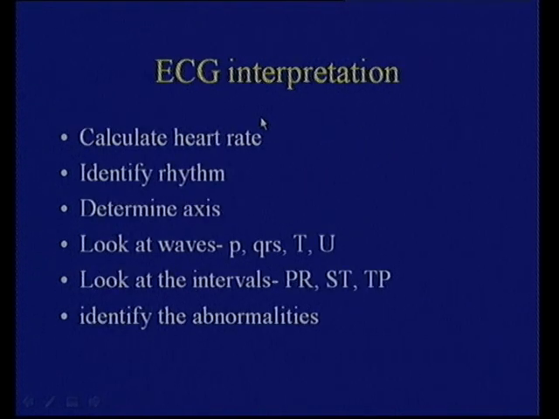Simple things to go by: calculate the heart rate first, then identify the rhythm, determine the axis. After you have done these three things, look at the waves: the P wave, the QRS complex, the T wave, the U wave. Then look at the intervals: the PR interval, the ST interval, the TP interval, and then identify the abnormalities. If you go through this protocol, you are not likely to miss anything.